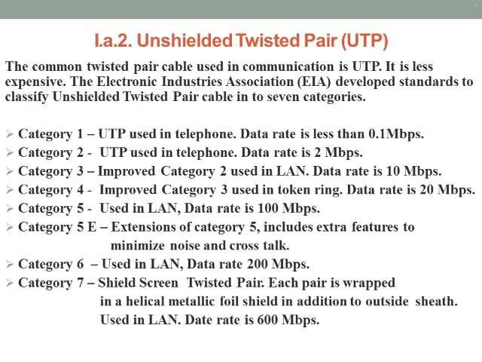The common twisted pair cable used in communication is unshielded twisted pair. It is less expensive. The Electronic Industries Association (EIA) developed standards to classify unshielded twisted pair cable into 7 categories.